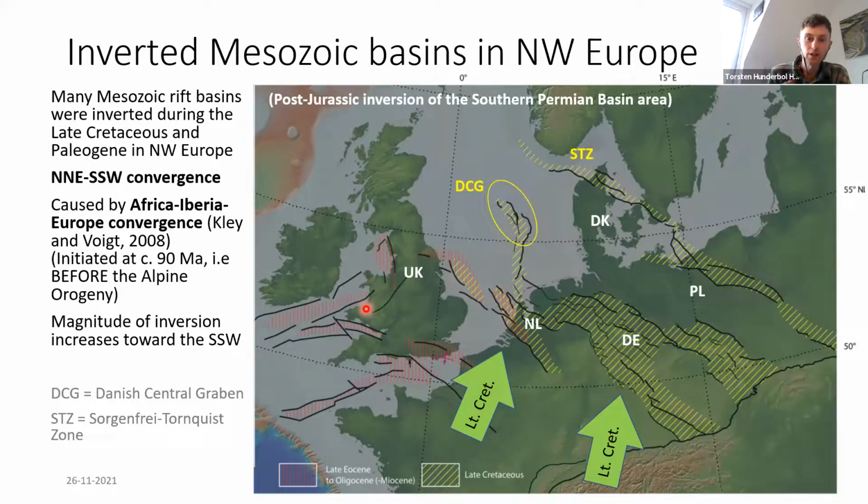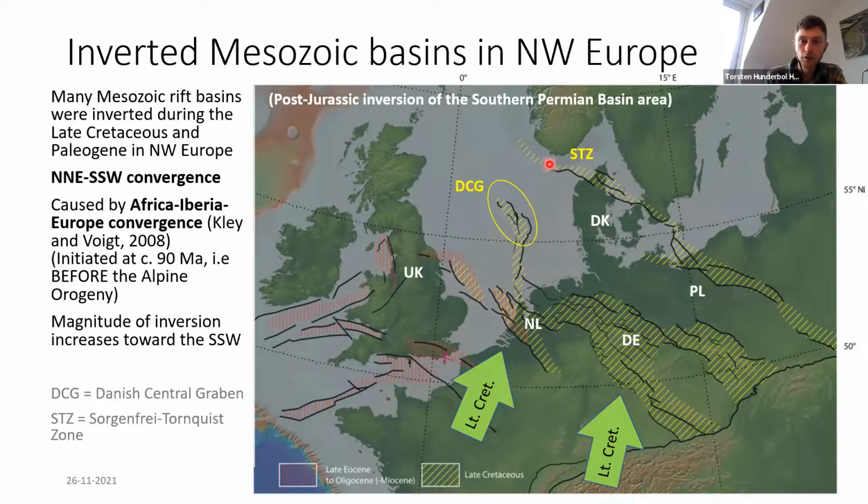So it's an interesting example of the effect that far field stresses can have on weak zones in the lithosphere. And of course, the reason these zones are weak is because they were rifted in the first place.